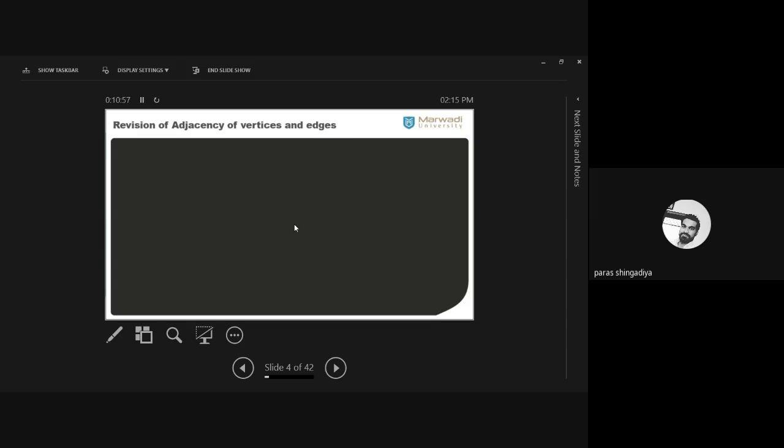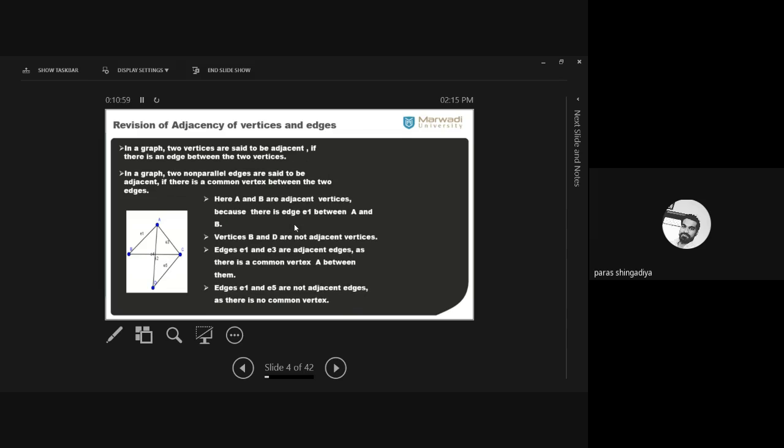Now let's start the first topic, to define the adjacency matrix. And before that, we'll revise this definition. So what is the meaning of adjacent relation? Okay? What does it mean? And based on that, we'll create our matrix. Clear? Based on this definition.